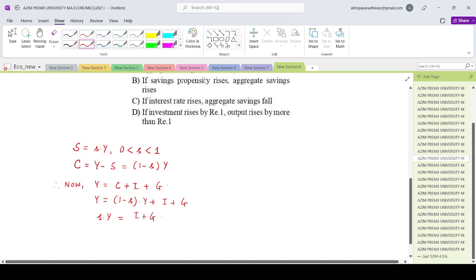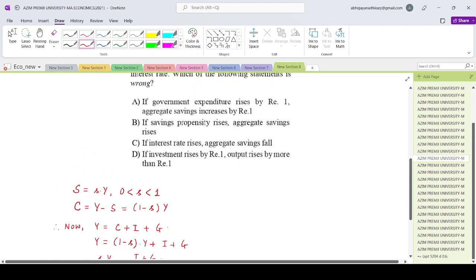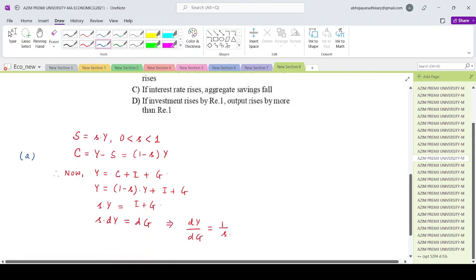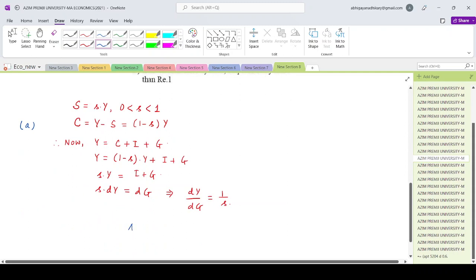Now we have an increase in government expenditure. So s times dy is equal to dg. So dy by dg is equal to 1 upon s, right? And it is specifically given for option A. I'm evaluating option A, that if the government expenditure increases by 1 rupee, that means dg is equal to 1, so we basically have dy equal to 1 upon s.